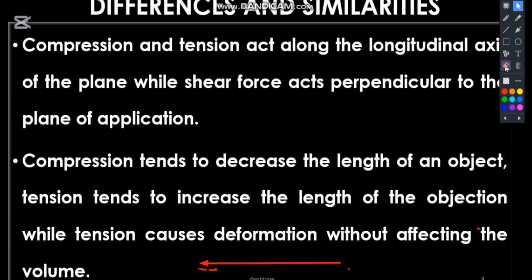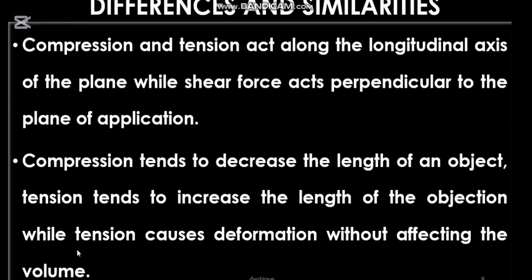So we now talk about another similarity, or differences rather. Compression tends to decrease the length of an object. Tension tends to increase the length of the object, beg your pardon, while tension causes deformation without affecting the volume. Compression affects the volume because the density has been affected, and the tension force also stretches the object and increases it in length like we've seen. But shear does not increase the volume.